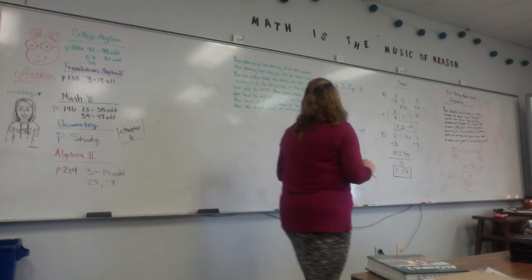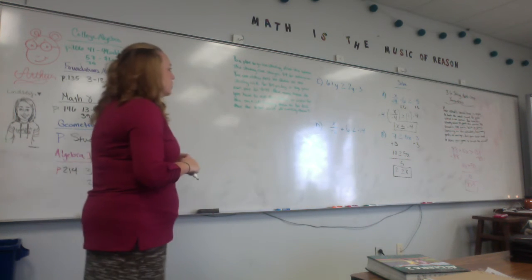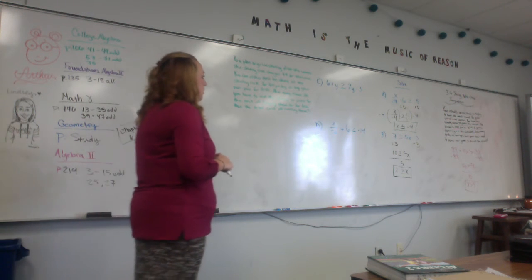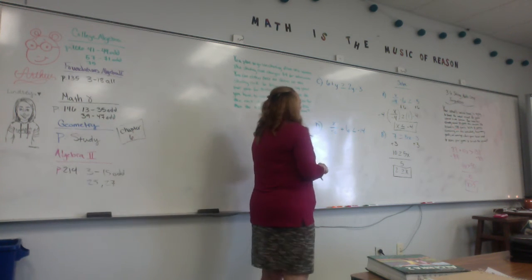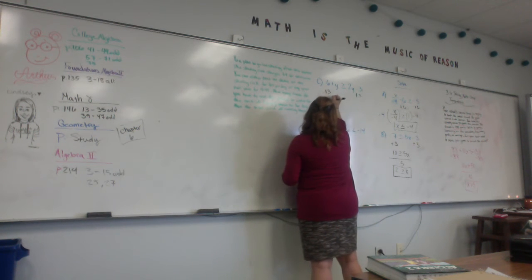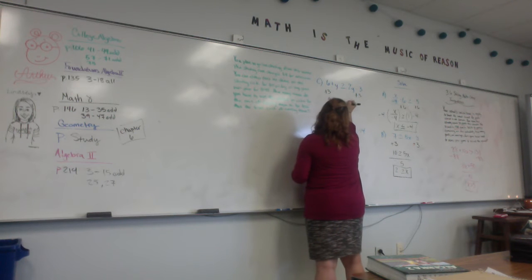Now look at this one. 6 plus y is greater than or equal to 2y minus 3. Okay, Carter, how do I solve this? What do you want to do? I'm going to say add 3. Okay, let's add 3 to both sides. I like that. So then you get 9 plus y is greater than or equal to 2y.